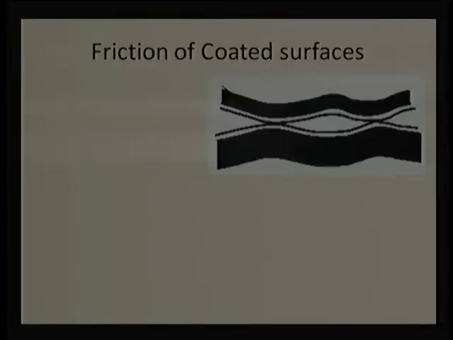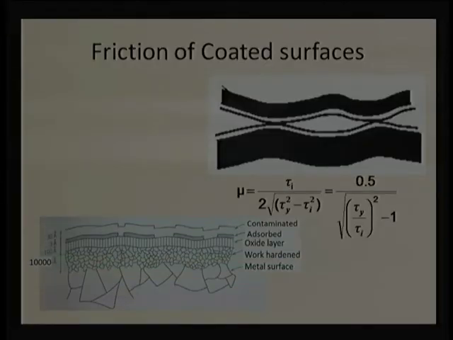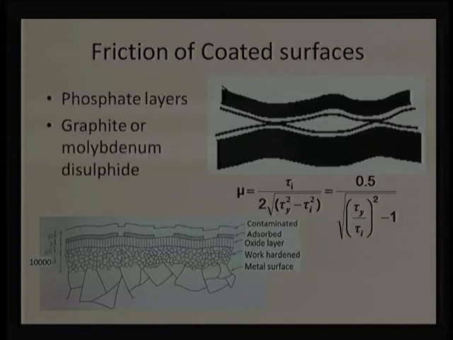We can coat these surfaces with solid lubricants. One of the very popular solid lubricants used for gears is phosphating. So we use phosphate layers as a solid lubricant on the gear surface. Now, there is a relation. This shows that if the shear strength of the coating is lower, then the coefficient of friction will be lesser.